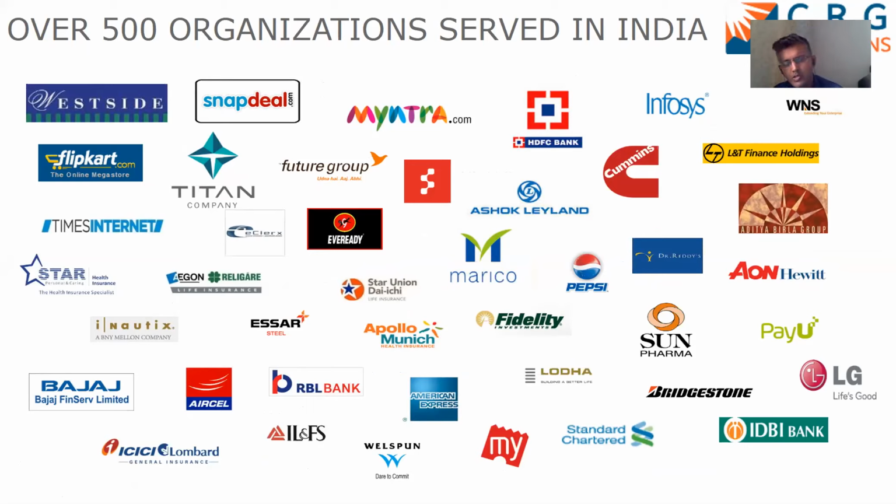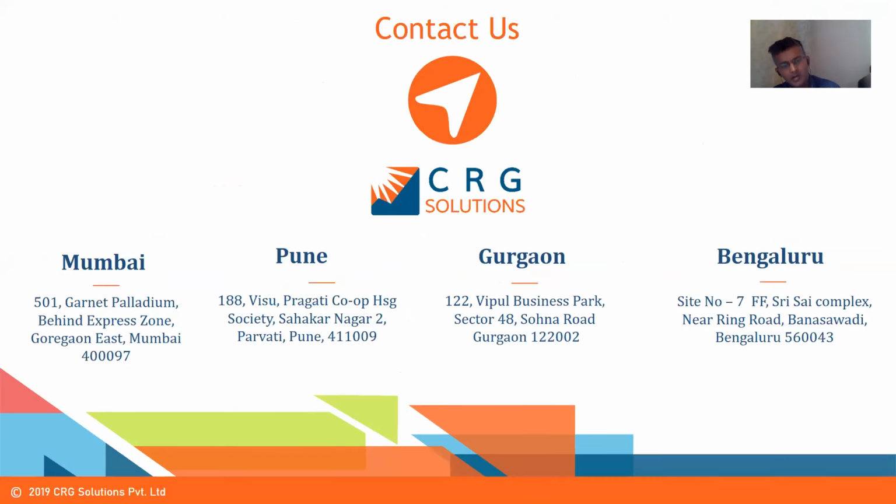As CRG Solutions, we are delivering RPA, which includes Automation Anywhere and UiPath. Also, we are into tools like Alteryx, Tableau, and Atlassian. So it's complete data analytics, and we are totally into hyper automation. In case you want to reach out to us, you can reach our offices in Mumbai, Pune, Gurgaon, and Bangalore.